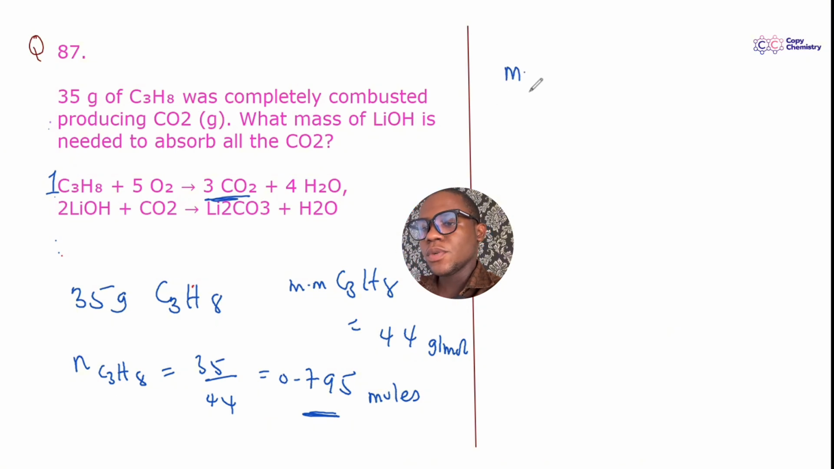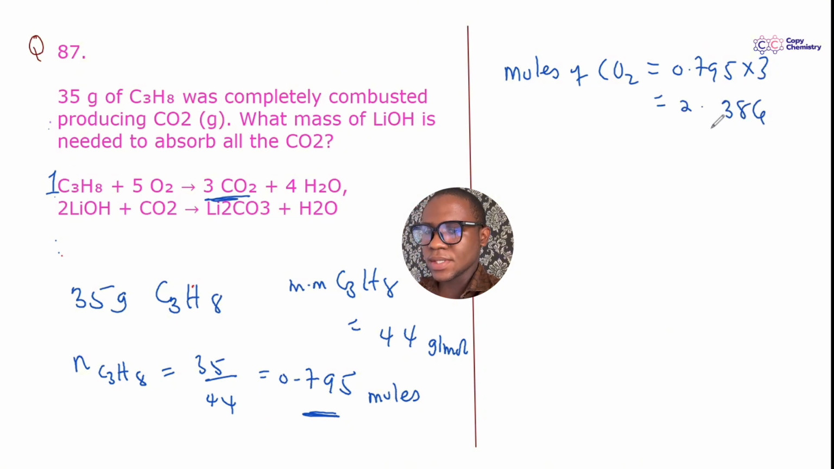So you have moles of CO2 is equal to 0.795 multiplied by 3, as we just said, which gives you about 2.386. That is the moles of CO2 that's produced.